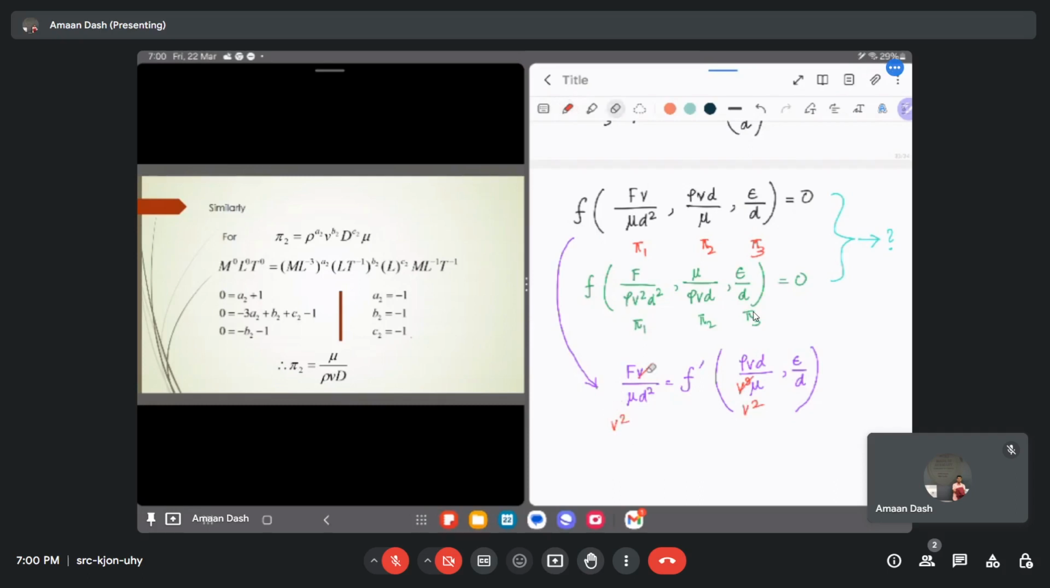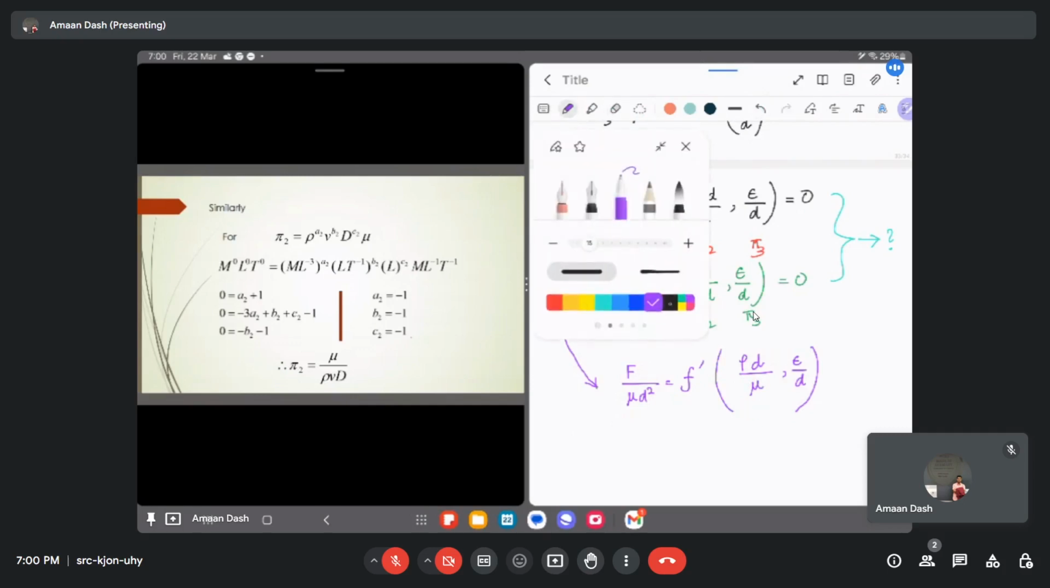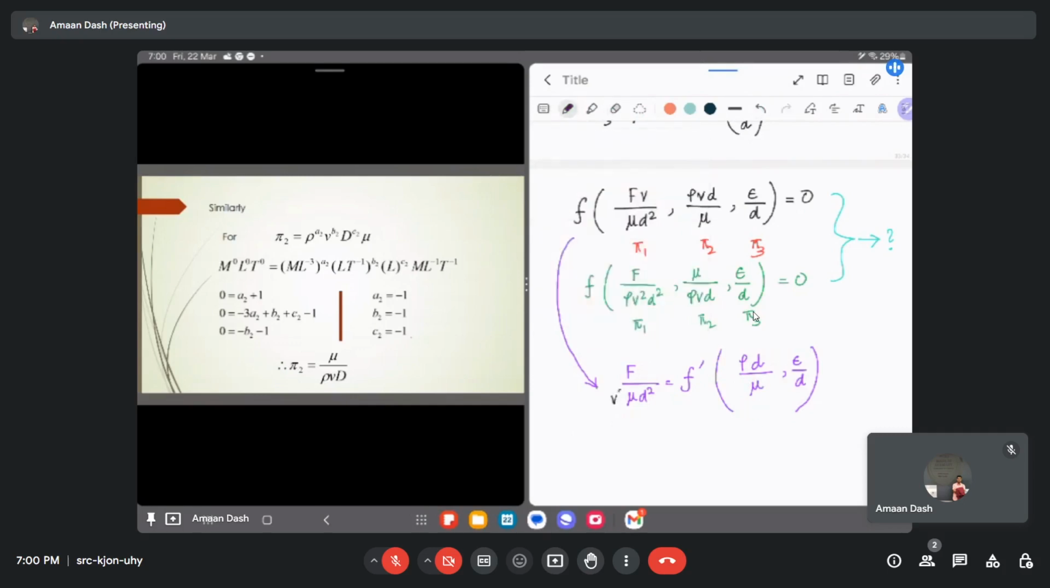So this and this, now I can remove this v. This d will be there, and this v cube I'll divide. This v square will come here. So this v square I'm removing, and I'm writing it here. This is v square, and here also v square.